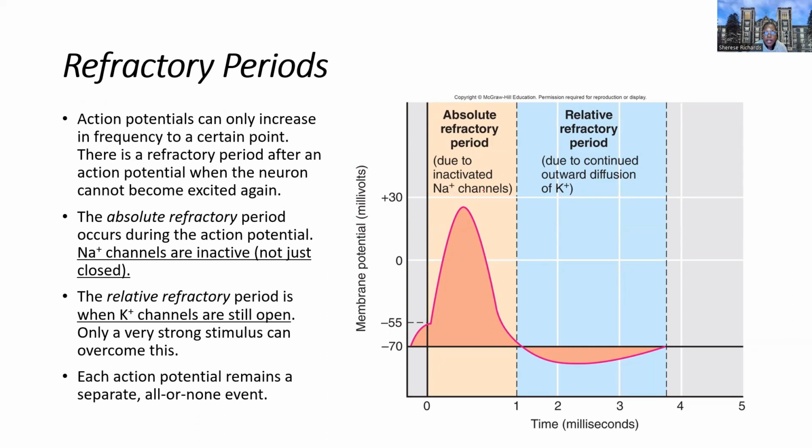Now, the absolute refractory period is going to be during the action potential. This is when the sodium channels are inactive. This is when the inactivation gates close. And so this is a brief period around the action potential. So while it is occurring, but also immediately following the repolarization phase. And this is where it's impossible to stimulate a subsequent action potential.